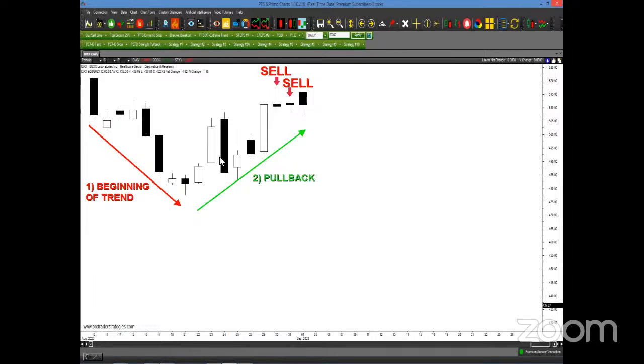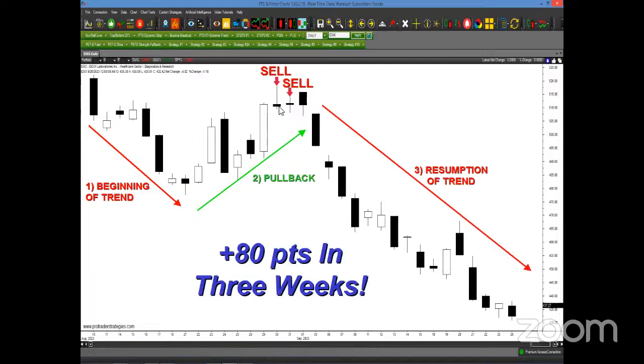Now, if you had gotten long anywhere down here, you would have had to be quick to make a nice profit. But if you had held on, you would have most likely given it all back. But guess what? If you had taken these sell signals, you had potential to capture 80 points in the next 3 weeks with phase 3 or the resumption of the trend. Okay, so you see how it's more advantageous to not look for these bottoms or tops, but to look for the pullback bottoms or tops because they're in sync with the overall trend.